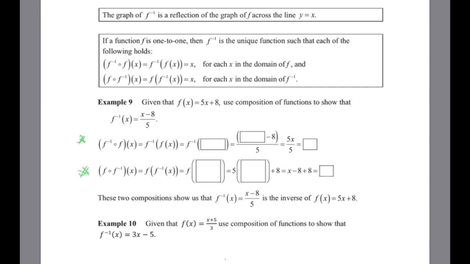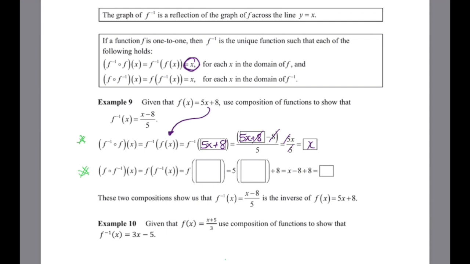So that means wherever I see x in my f inverse of f of x, I'm going to replace it with my f function, 5x plus 8. When I'm looking at my inverse function, then I'll have 5x plus 8 minus 8 over 5. Simplifying, my 8's disappear. So I'm left with 5x over 5, and we have x. So we've already proven the top one.